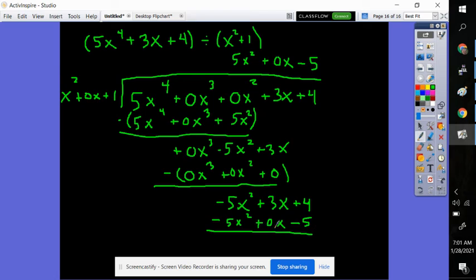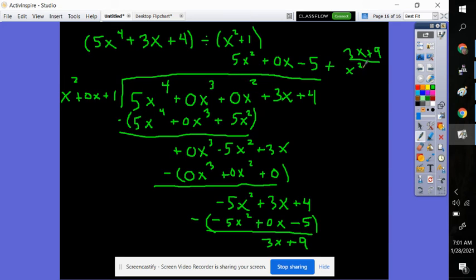Great. All right, and I can subtract, cancels out. This brings down 3x. 4 minus minus becomes plus. 4 plus 5 would give me plus 9. Great. Notice that I can't multiply x squared by anything to get 3x. So this will be my remainder. 3x plus 9 on top, divided by x squared plus 1.